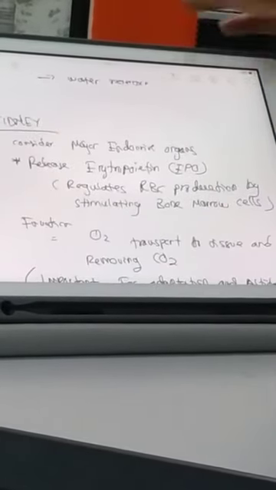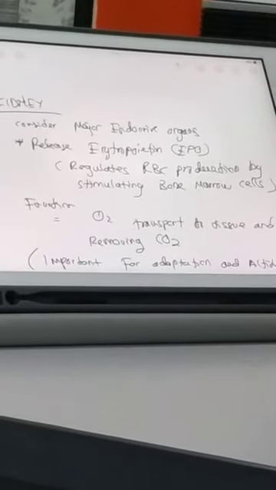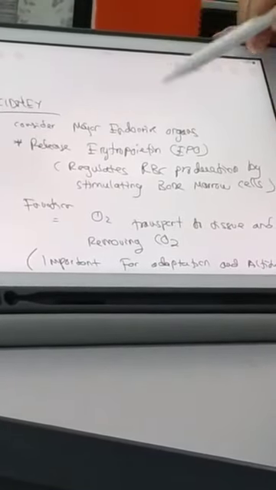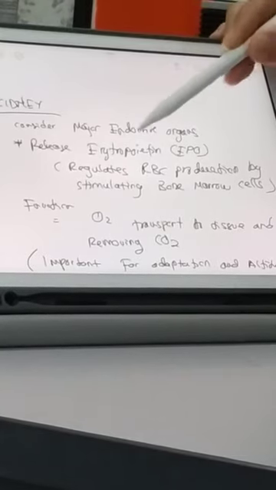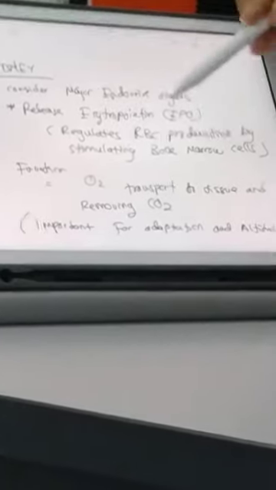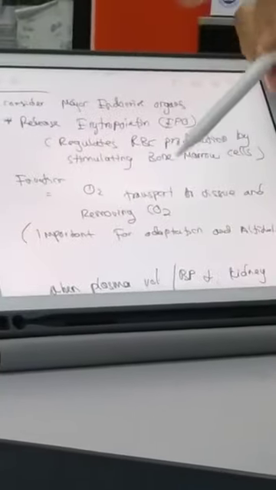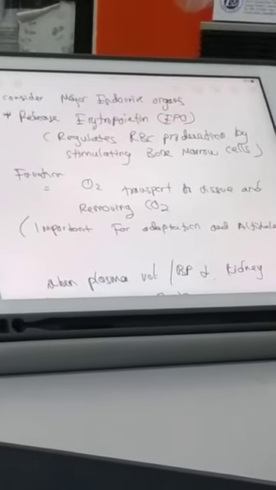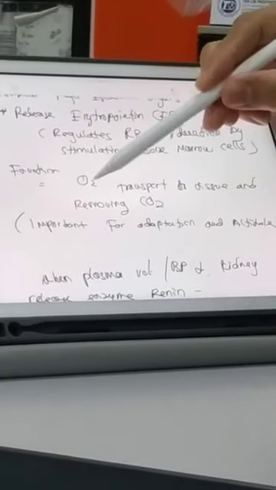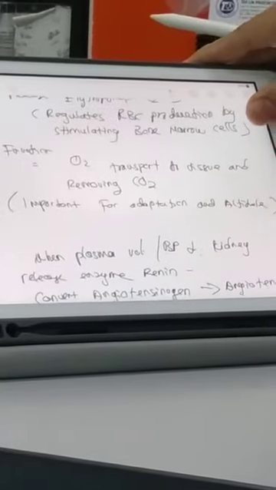The last major organ is the kidney. During the exercise the kidney will release erythropoietin, which regulates red blood cell production by stimulating bone marrow cells, and then increases the oxygen transport to tissue, and also the removal of CO2. This is important for adaptation and also for the altitude athlete.